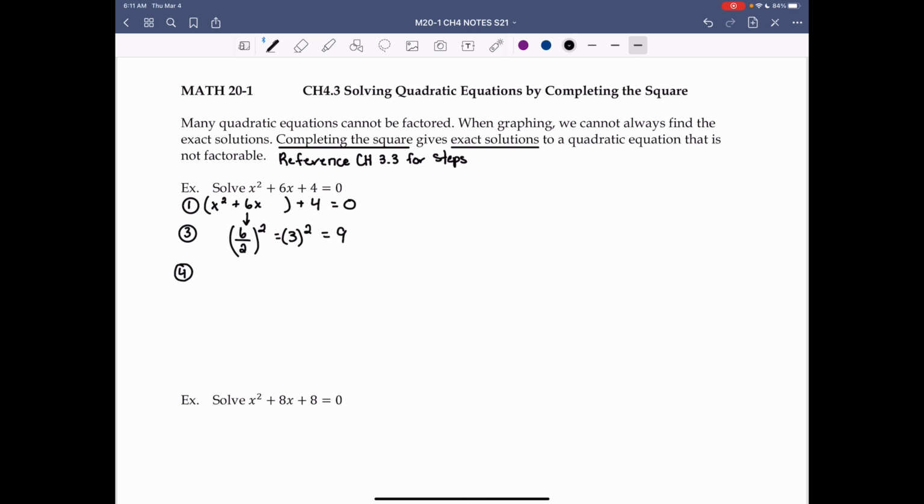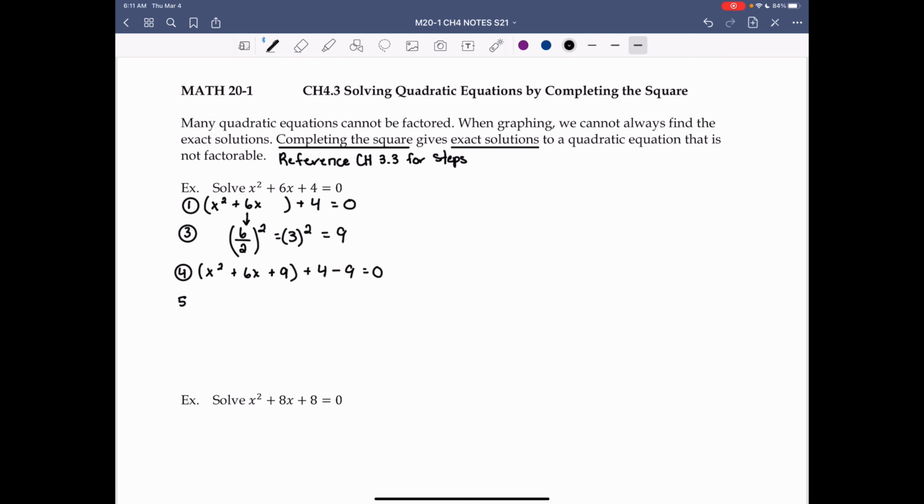Step 4, we add the 9 in the space in the brackets and subtract it outside. So x squared plus 6x plus 9, close bracket, plus 4, and we subtract 9 because we can't just add 9 to the equation and have it be the same equation. So if we add 9 inside the brackets but subtract 9 outside the brackets, then we've really added nothing. And remember that if there was a number that we factored out of the brackets, we would have to multiply this minus 9 by that number as well.